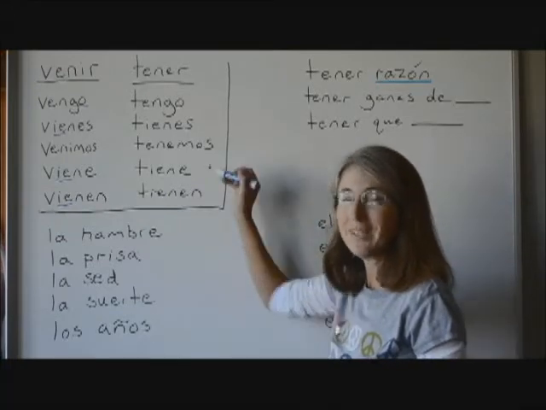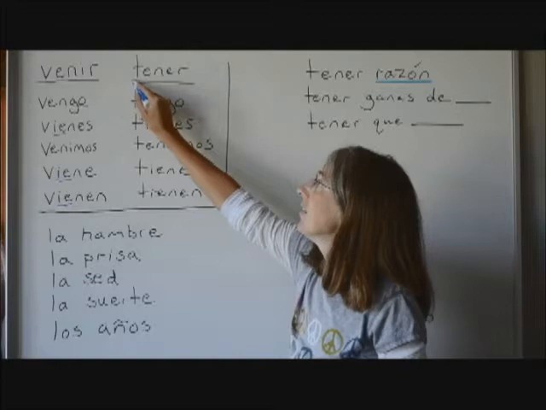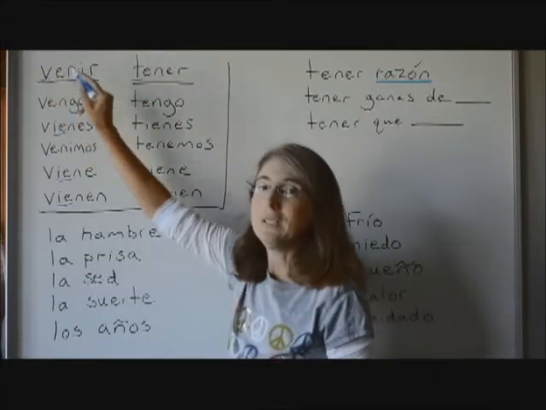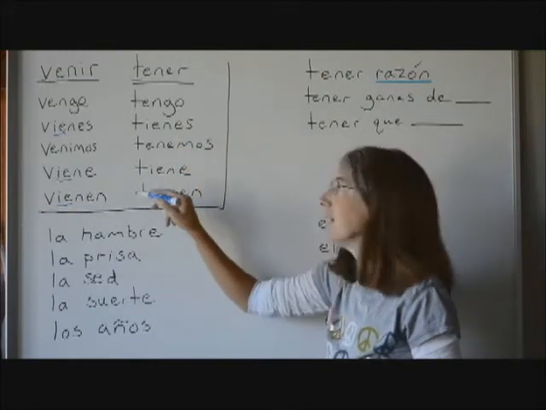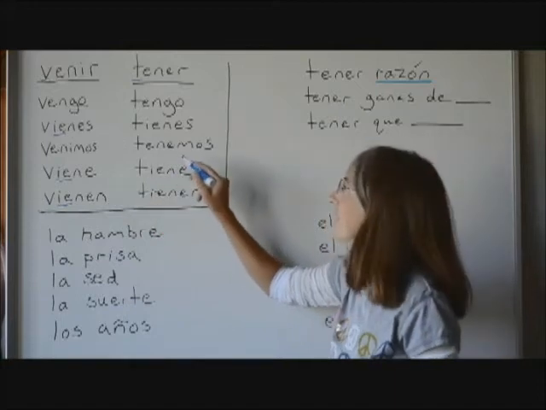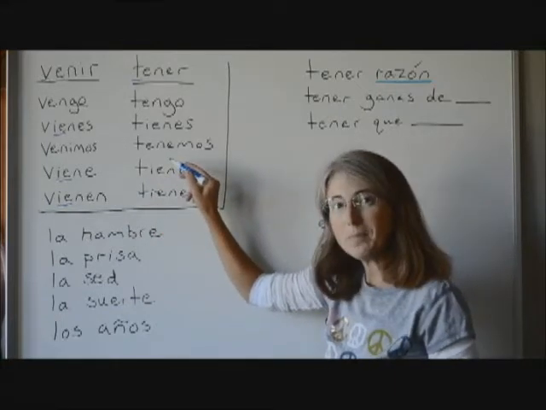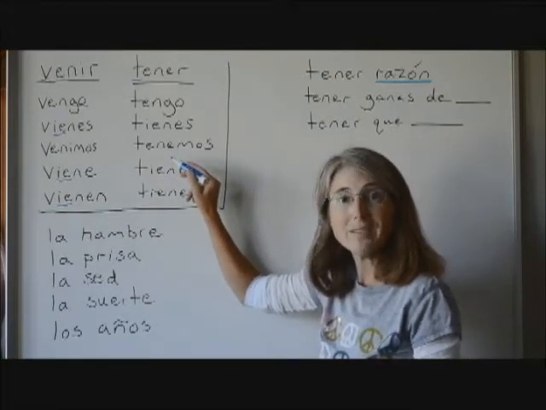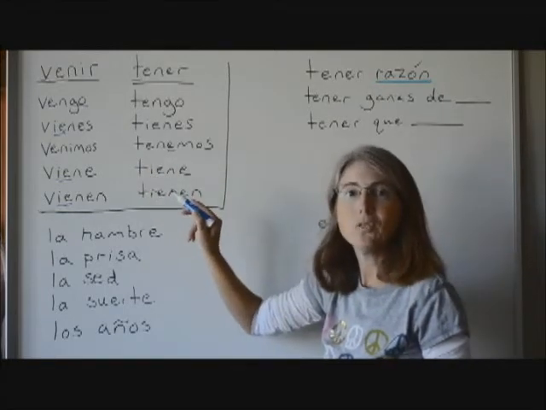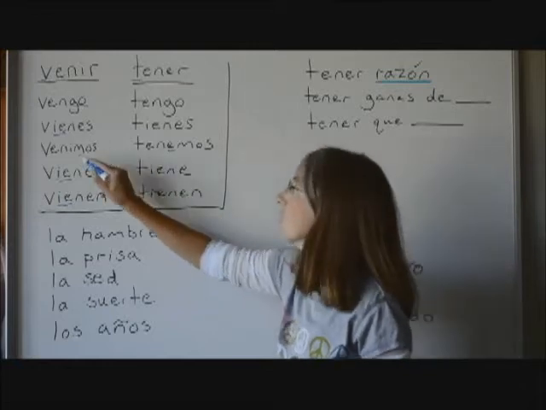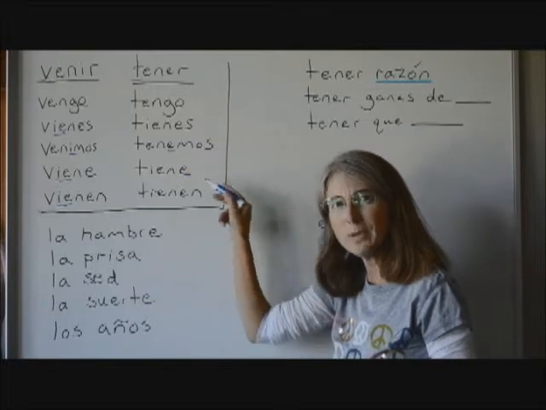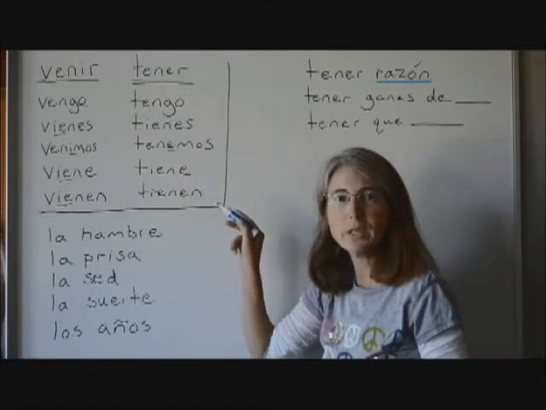Of course, the first letter: tener starts with a T, venir starts with a V, so all of these start with T, all of these start with V. And then in the nosotros form, tener is an ER verb, so we have tenemos. And venir, because it's an IR verb, venimos. So they're spelled very similarly, and that's why they're grouped together.